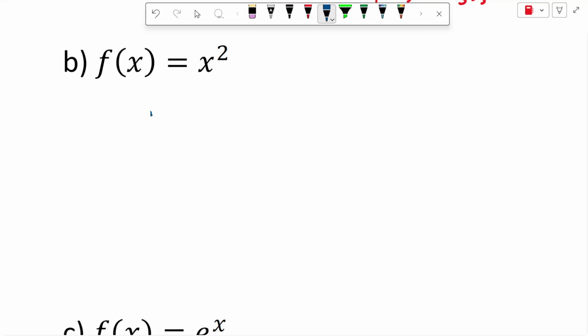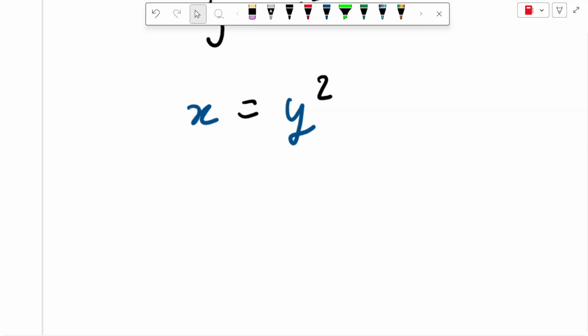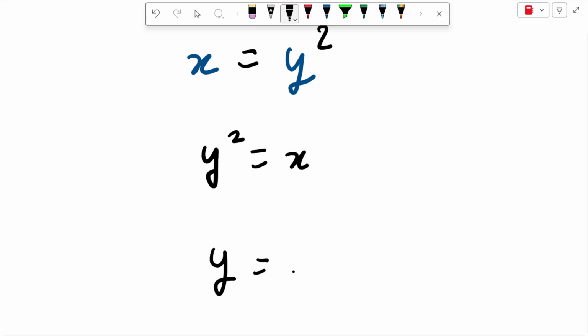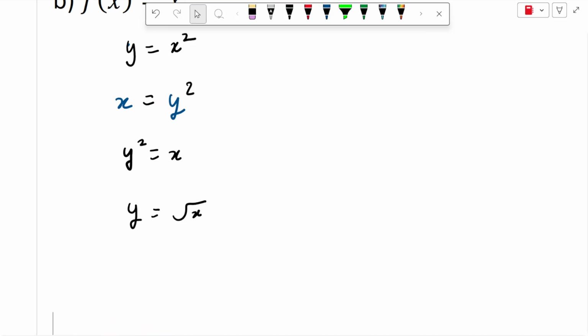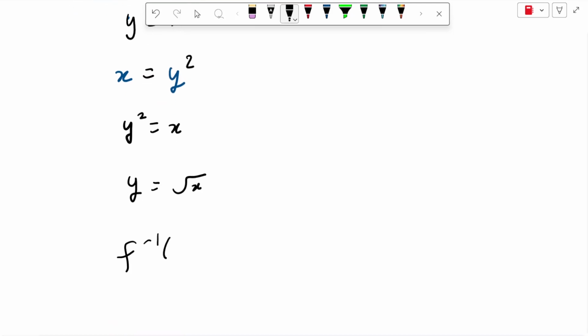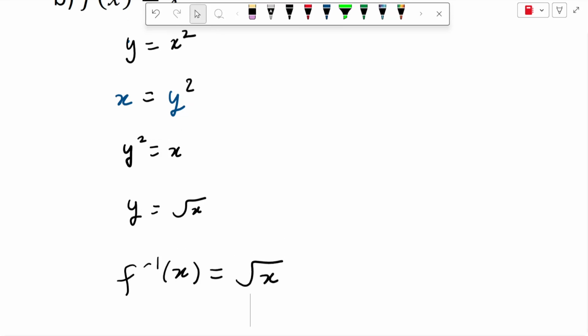So let's go through our process. We're going to go y is x squared. We're going to rearrange it so x and y swap. Now, then I'm going to rearrange for y. So I'm going to change this to y squared is x, and then y has got to be root x. So if we try and do the inverse function, now we can just write out what we had on that right-hand side of root x.